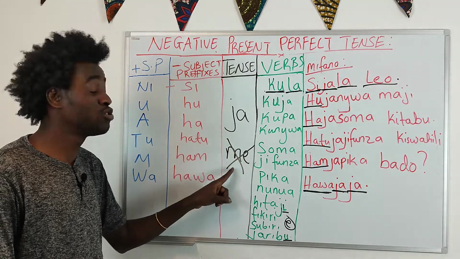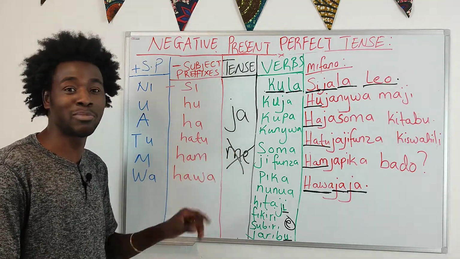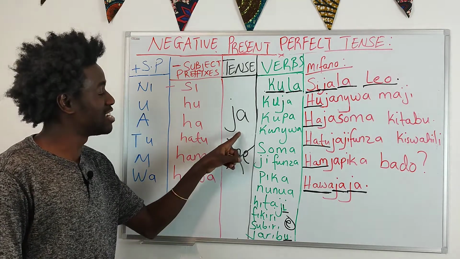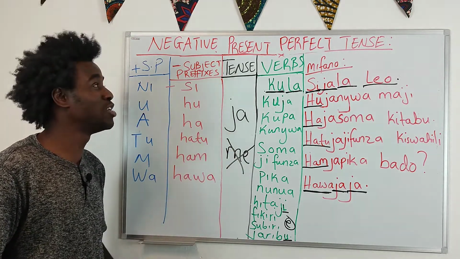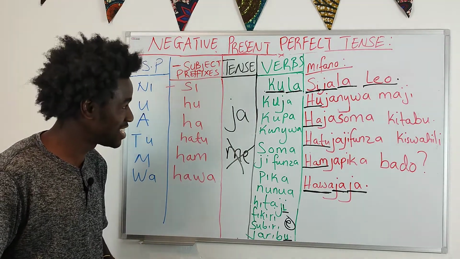And of course, because we are learning the negative present perfect tense, we use ja as the negative present perfect tense. So we don't use me. That's why here I put the cross. So me, forget about me for this case, and remember ja when you are negating the present perfect tense.